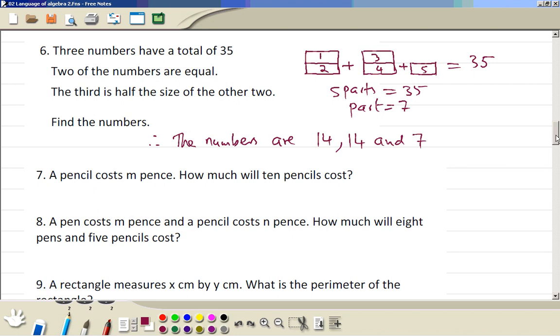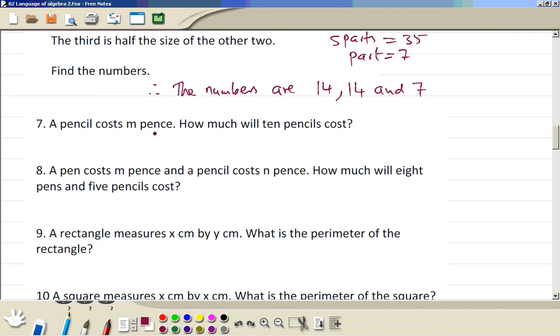Number 7, if you buy 10, the cost is going to be 10 and pence. Number 8, so 8 pens and 5 pencils. So 8 times m plus 5 times n pence.